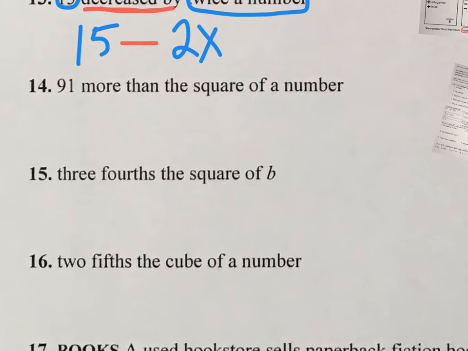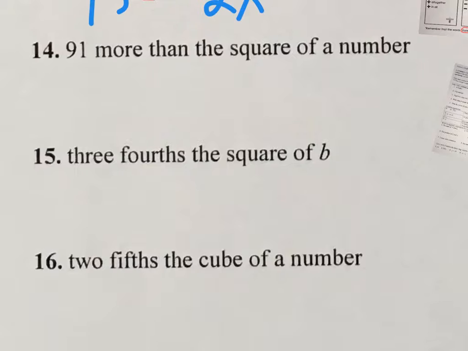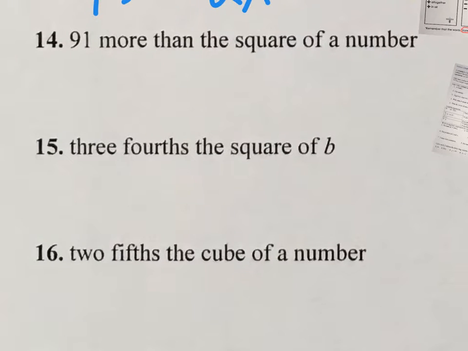Which other one? 15. 3/4 the square of b. See, I don't know how they wrote it in the back, but I would write 3/4 as the fraction 3/4. That's 3/4 right there. Okay. 3/4 of what? 3/4 the square of b. So when you do 3/4 of anything, you're saying 3/4 times something. So 3/4 times the square of b, that means b squared. So this is my algebraic expression.